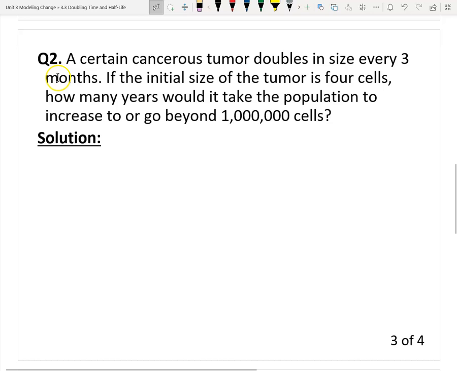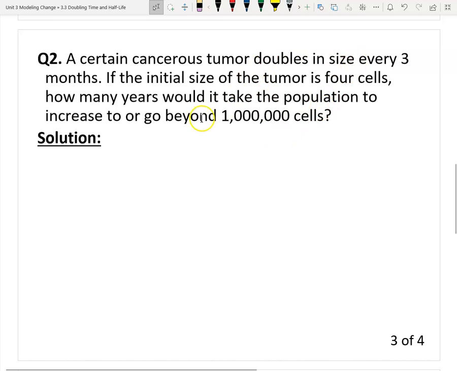Here is the second question. A certain cancer tumor doubles in size every 3 months. If the initial size of the tumor is 4 cells, how many years would it take the population to increase to or go beyond 1 million cells? Okay, that's a doubling time growth model because it doubles every 3 months.